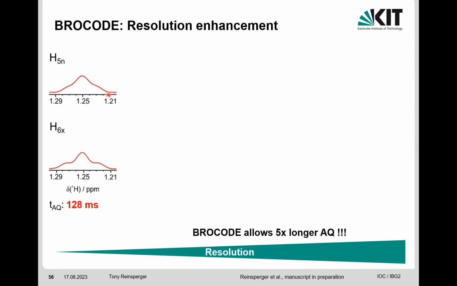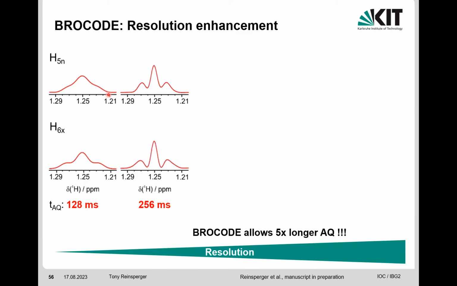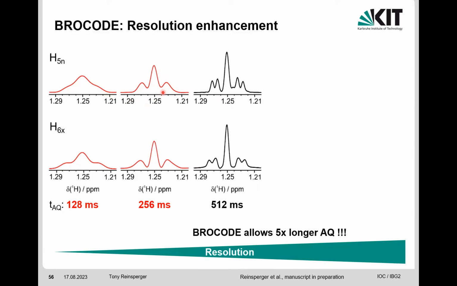And then you say, okay, I interpret the limit of the spectrometer quite positively. 200 milliseconds is about 256 milliseconds. So I acquire with 256 milliseconds. Well, at least I can see the 3 humps now separated. Still, this is not sufficient. But then you can go further when you do ProCode decoupling.